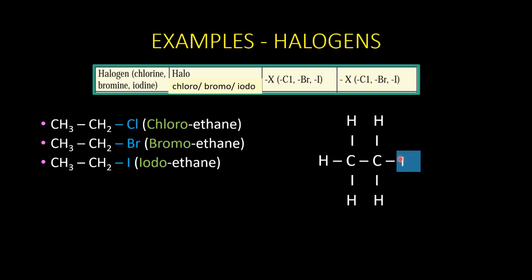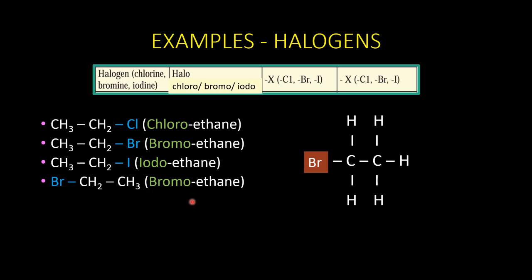Don't think that I have to replace only this hydrogen atom. You can replace any of the hydrogen atoms present and the name will remain the same. Then the bromine can be attached to the front carbon atom also. Here we are attaching it to the last carbon, but it can be present on the first carbon also. Then also the name is bromoethane. When you learn about nomenclature, you can learn it in detail. And here I have replaced this hydrogen with bromine.